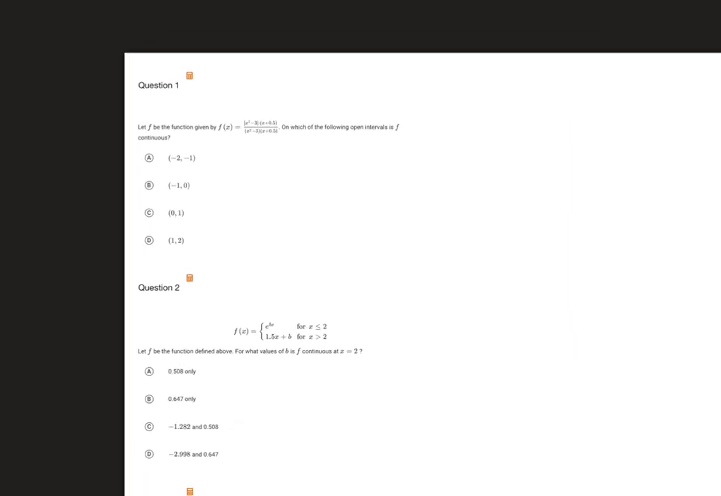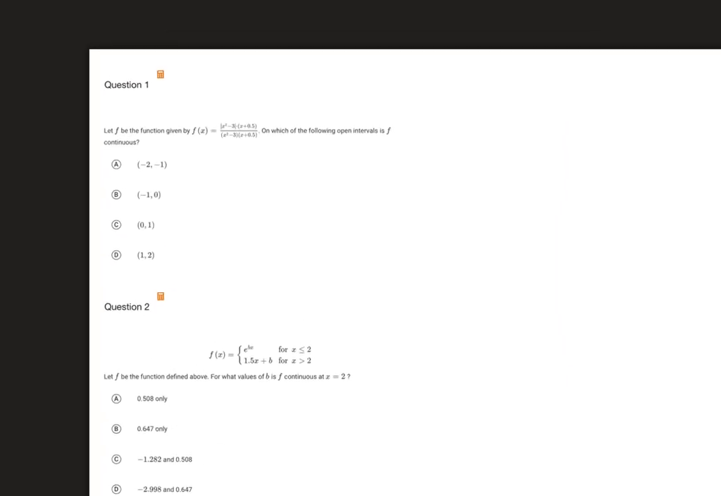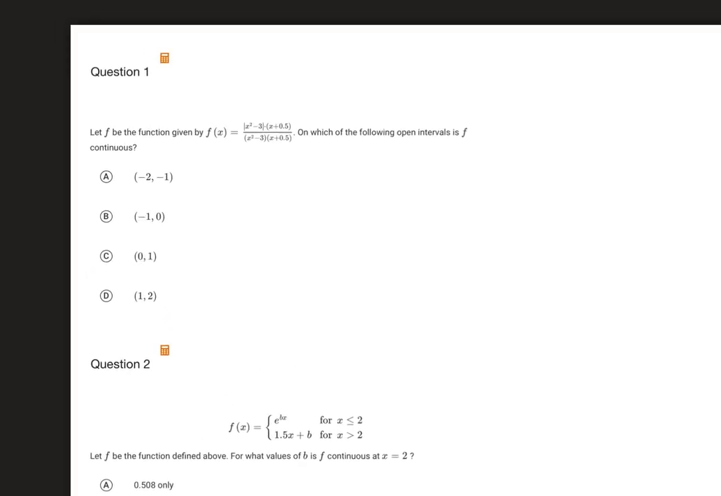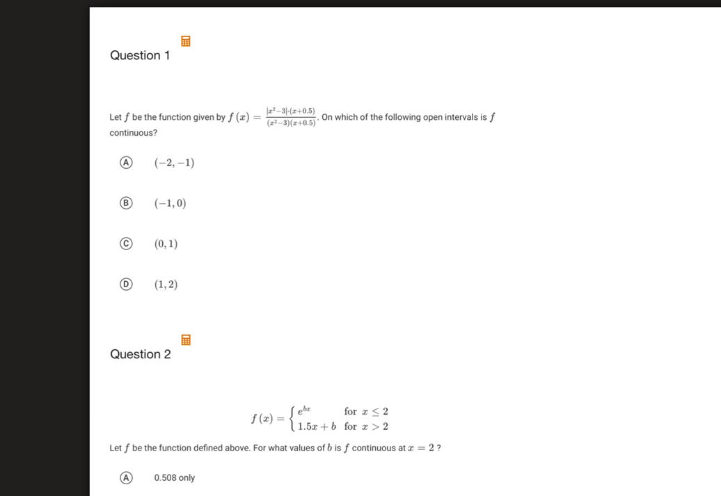Okay, so for the first one, let f be the function given by that. On which of the following open intervals is f continuous? Okay, so these aren't points; these are intervals, right? This is like from x equals -2 to -1, but not including -2 or -1. That's why they've got the parentheses. Really, most functions are continuous everywhere except at certain x values, at least on their domain.